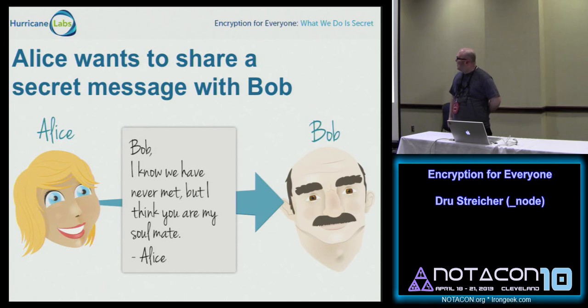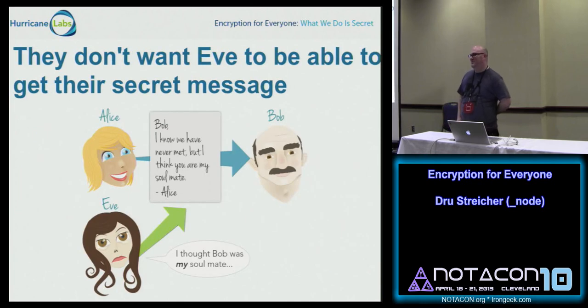She doesn't want anyone to know, especially not Eve, because Eve might like Bob too. So Alice wants to keep this message only for Bob. She doesn't want Eve to listen. So what does she do? She decides to encrypt this message and send it to Bob.